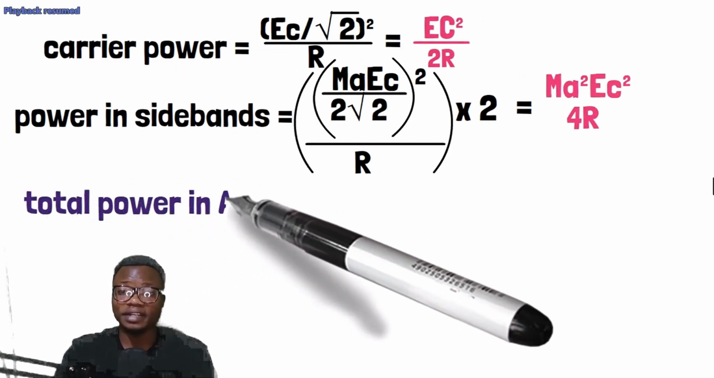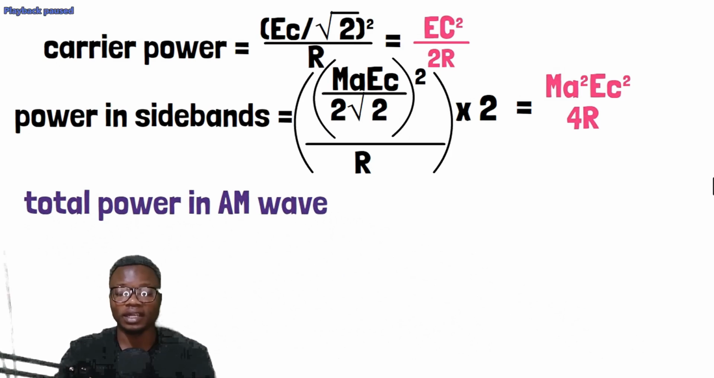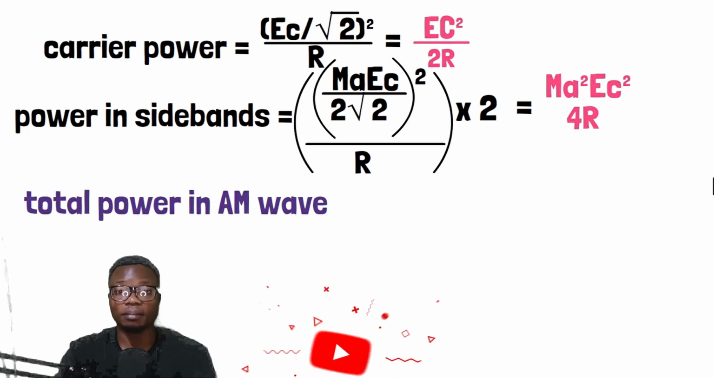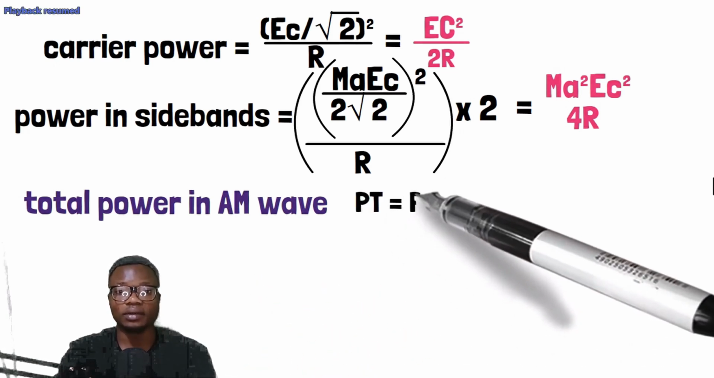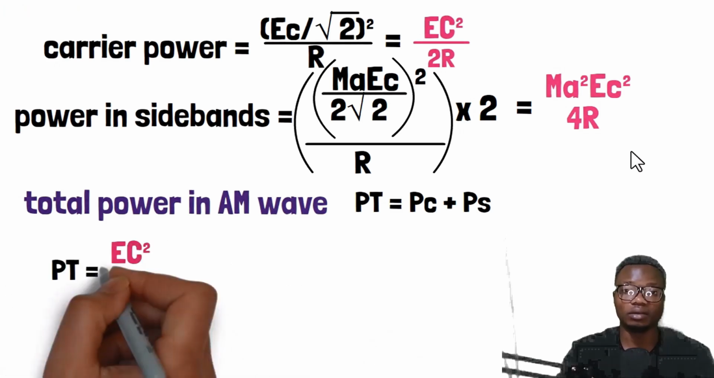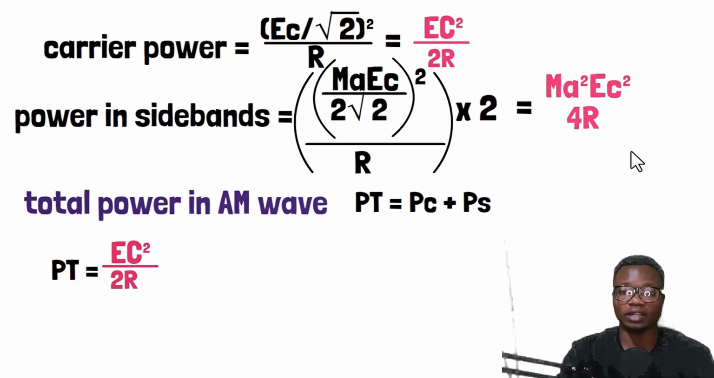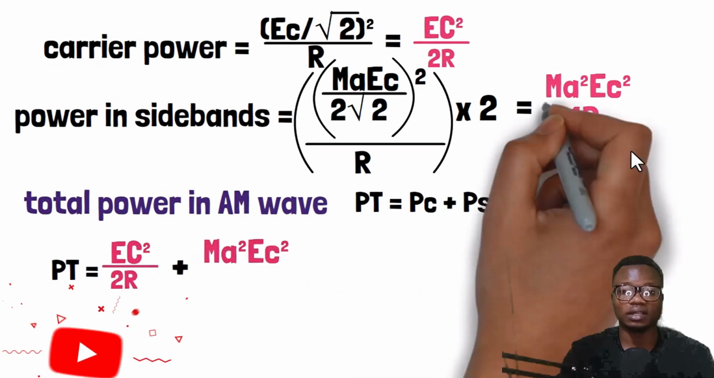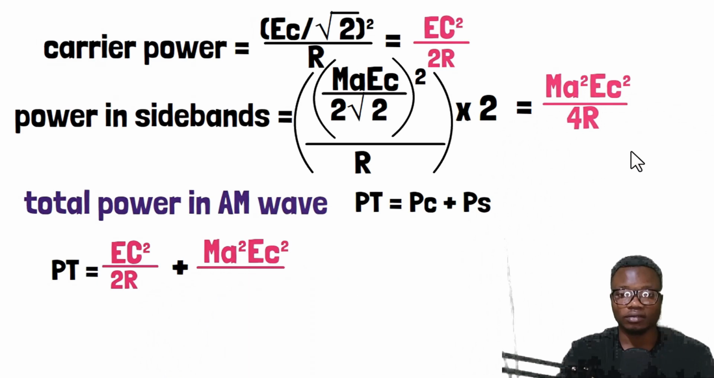So let us now find the total power in AM wave. In finding the total power in AM wave, we take the power in carrier wave, then we add the power in sidebands. So total power equals power in carrier wave plus power in sidebands. We add the two powers together. So total power PT will be equal to EC squared over 2R plus MA squared EC squared over 4R.